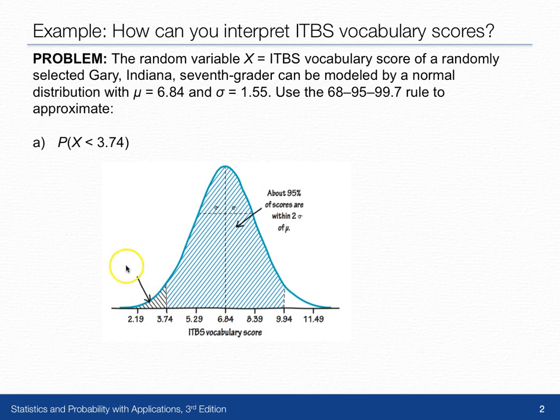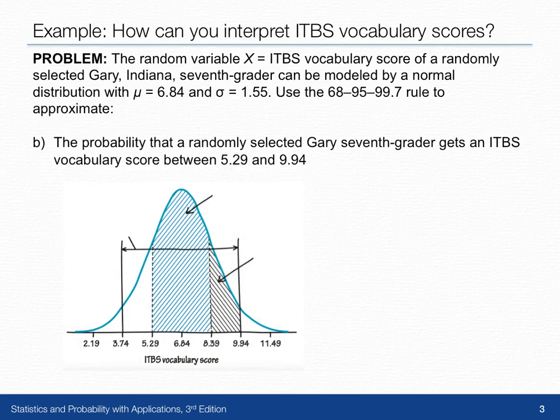Now, because we only want this region down here, we'll take that 5% and divide it by 2. By symmetry, we can just chop that in half, and we see that about 2.5% of scores will fall in this range. So the probability that x is less than 3.74 will be 0.025.